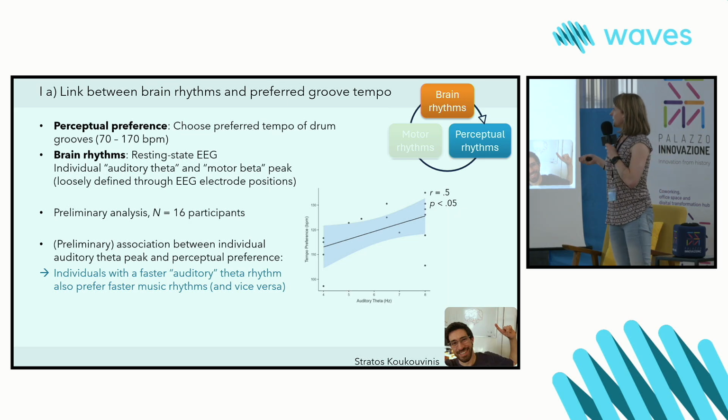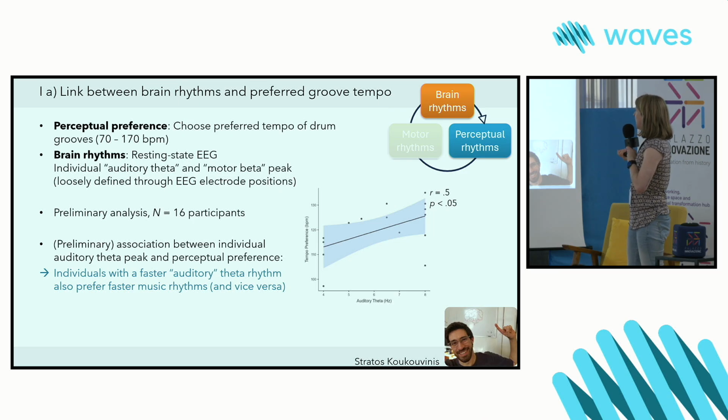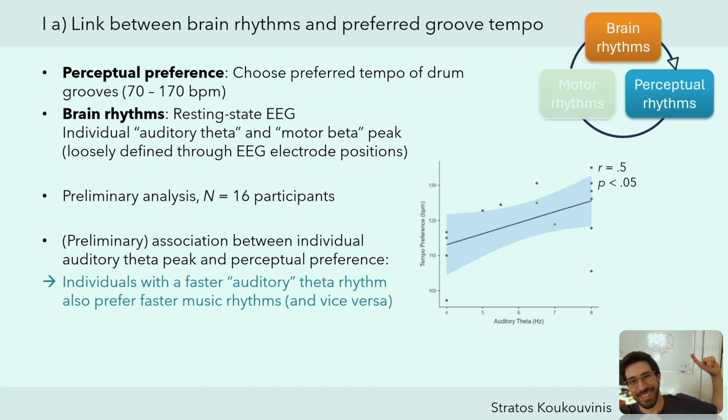And what we found is that maybe people with a faster auditory theta rhythm prefer faster music. So here you see the auditory theta peak frequency and here the tempo preference, and there's a slight positive correlation between the two. We couldn't find anything between the beta peak and the rhythm preference. We looked for this because this has been shown before, but we couldn't replicate that.